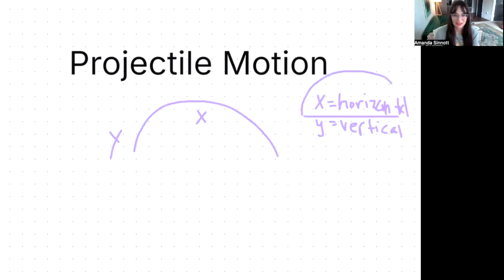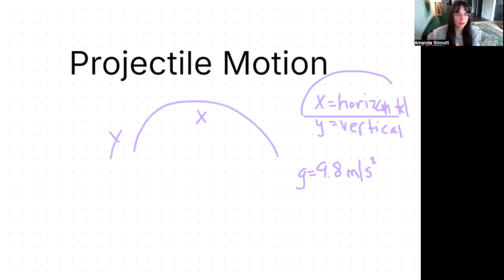What we're going to do is, for X, the velocity is going to stay constant. Another thing we need to remember is that gravity is always going to equal 9.8 meters per second squared. That's just one we have to memorize. It's going to be in so many of our problems.